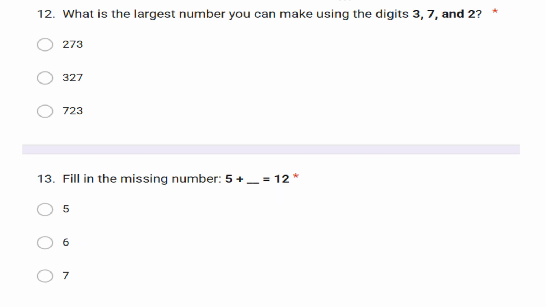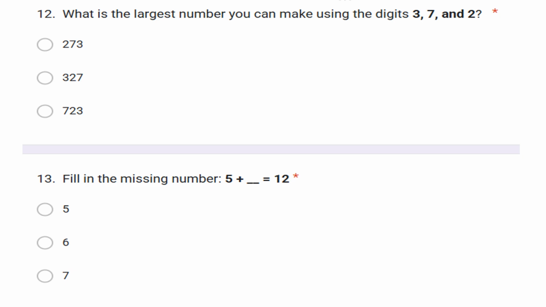For number 12, what is the largest number you can make using the digits 3, 7, and 2? Is it 273, 327, or 723?